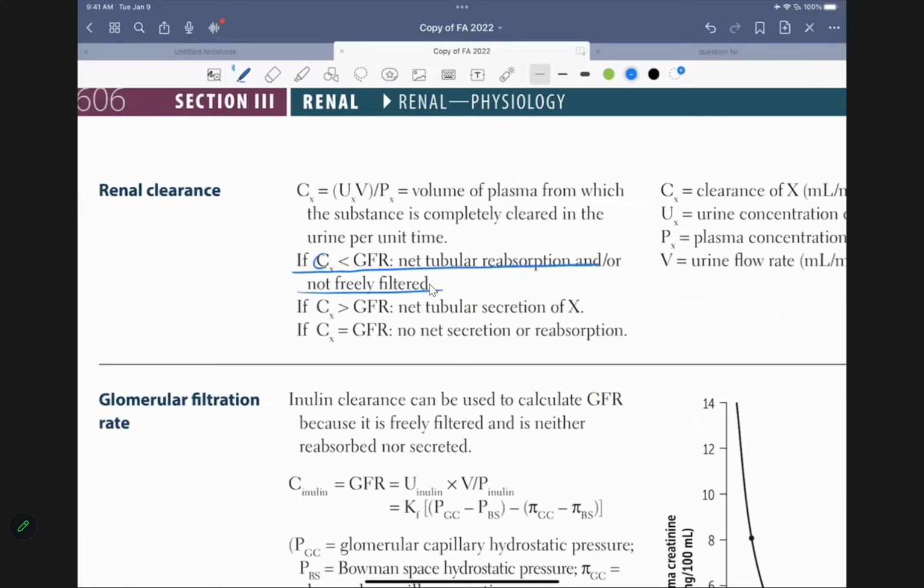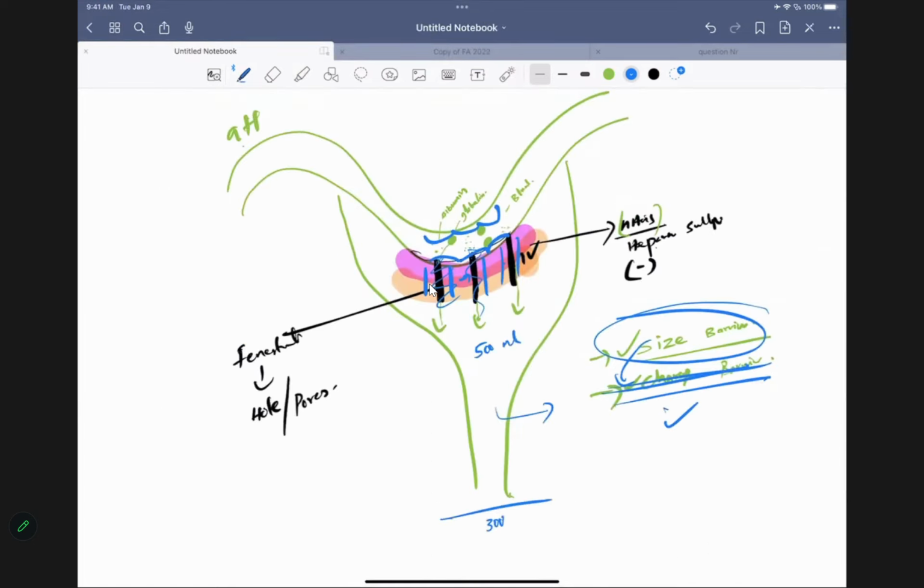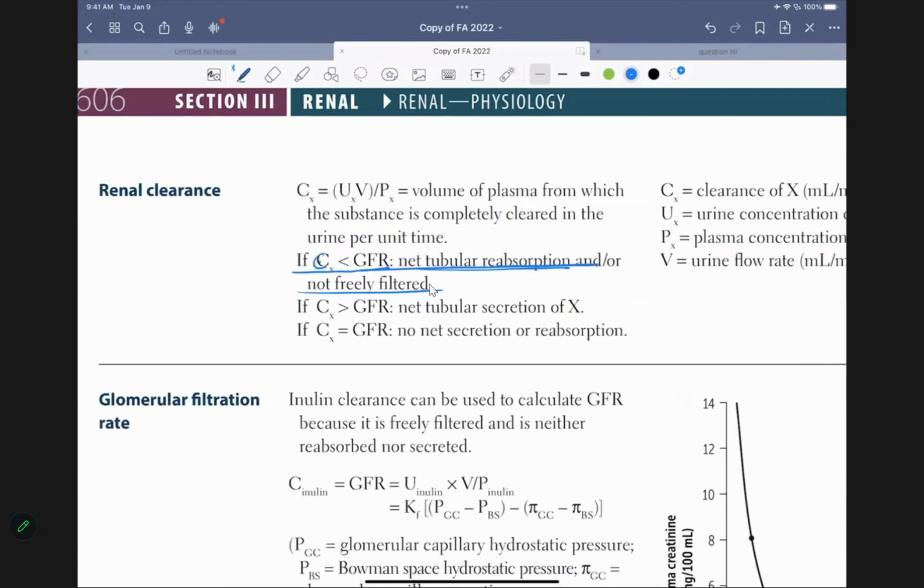If the clearance is less, clearance means excretion. If the clearance is less than GFR, it tells you that you reabsorbed. Is everybody clear, folks? Now, on the other example, if I tell you I filtered 500, I excreted 800. What happened? I secreted 300 into this. That's why 500 plus 300, I get 800. So that tells you the clearance is more than GFR. That means there's net secretion. Is that clear, folks?